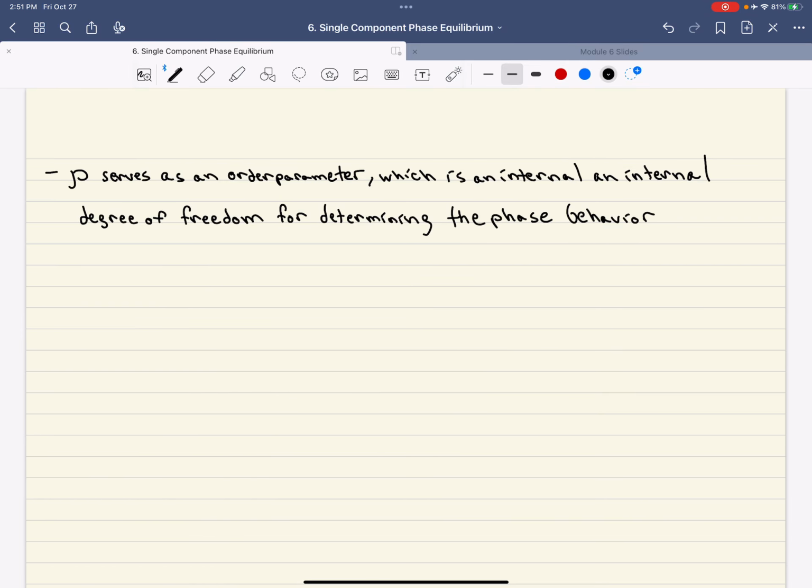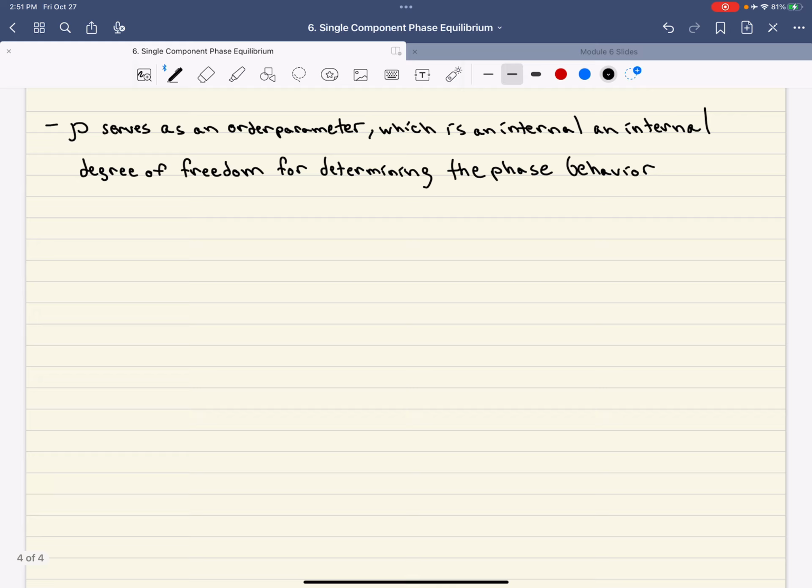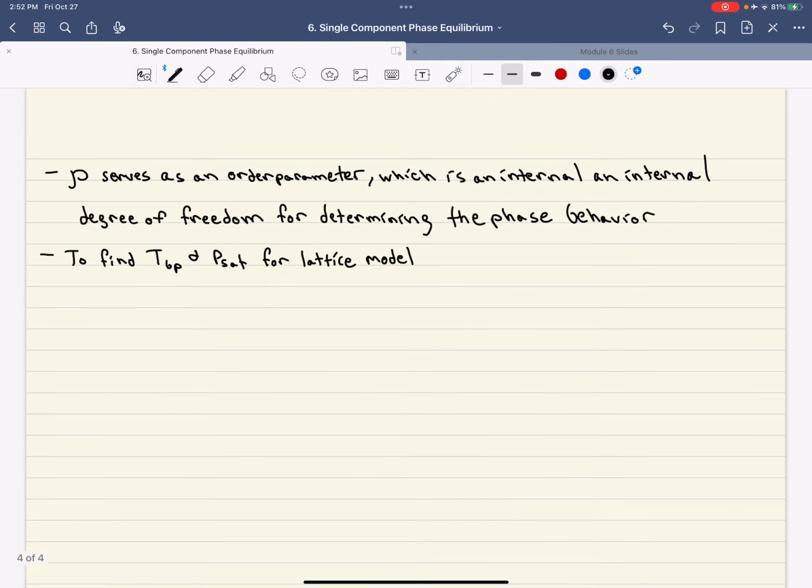Okay, and so one thing I'll also mention is if you want to find the boiling point temperature and vapor pressure from the lattice model, since we now have expressions for the Gibbs energy and things like that, you could just use the same strategies that we used before.